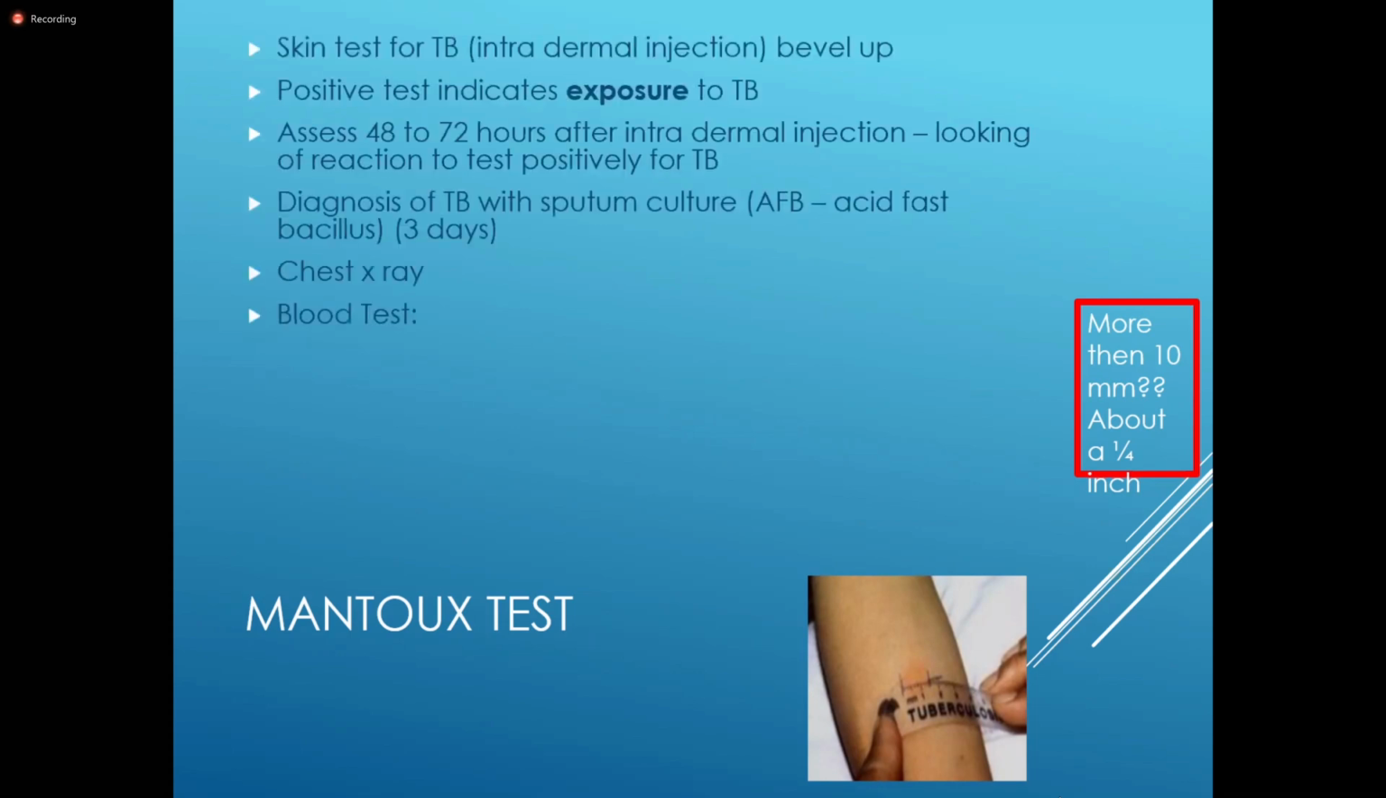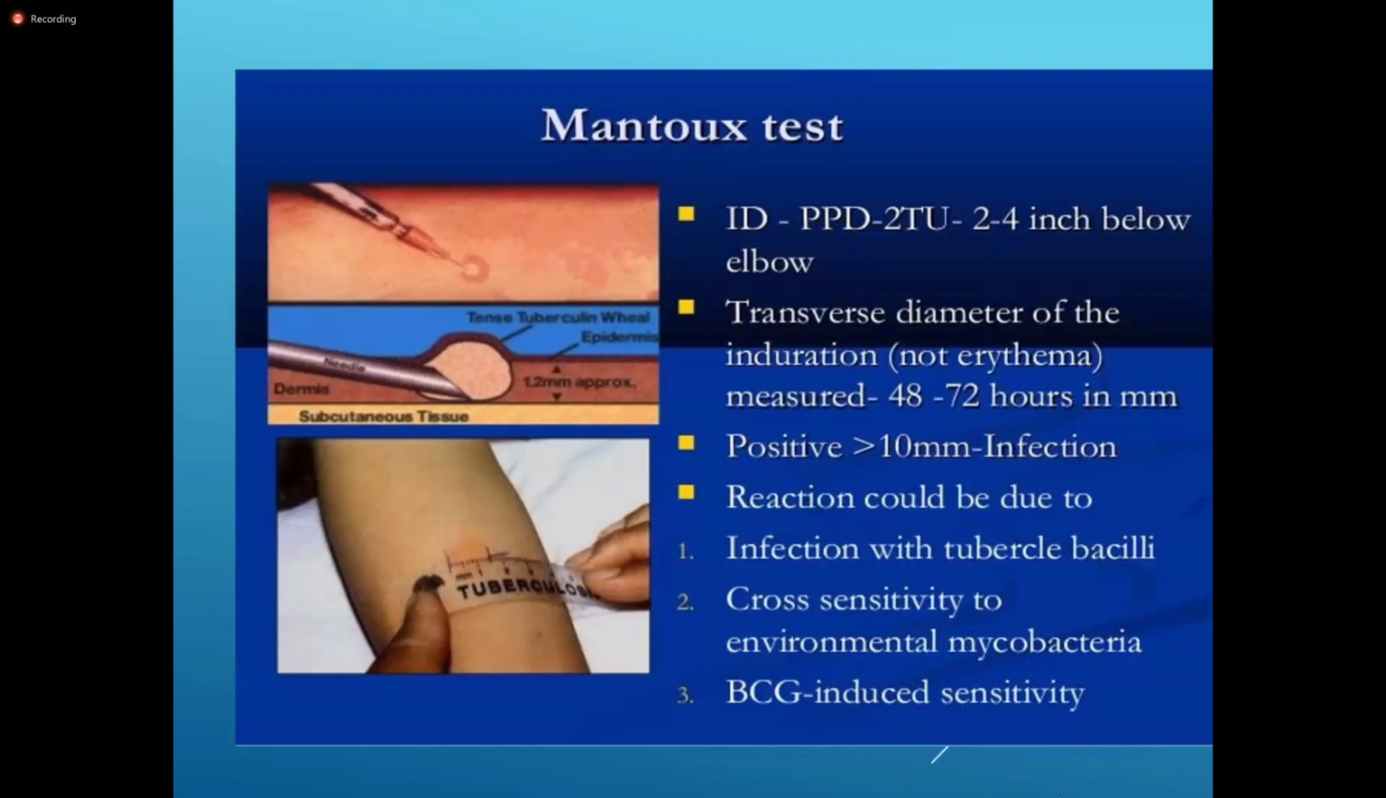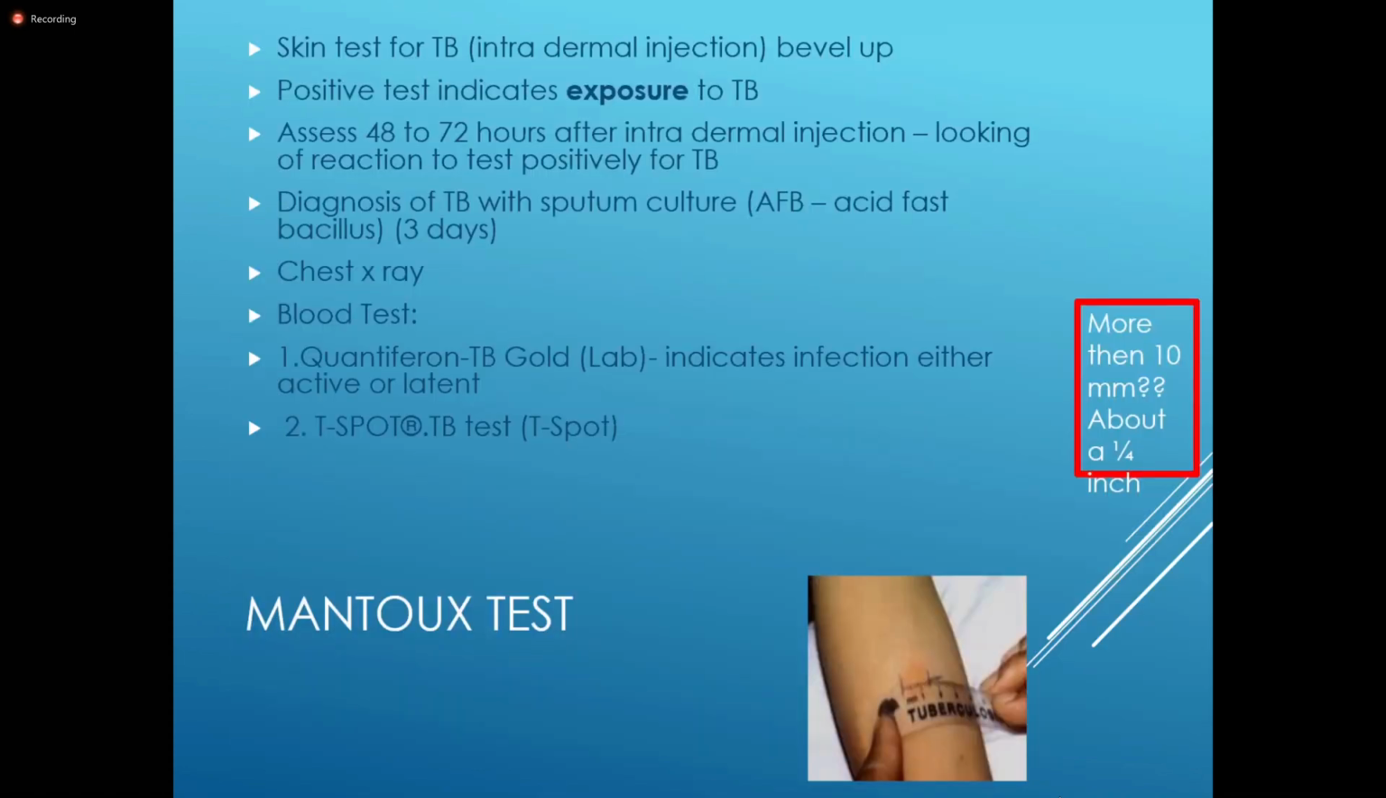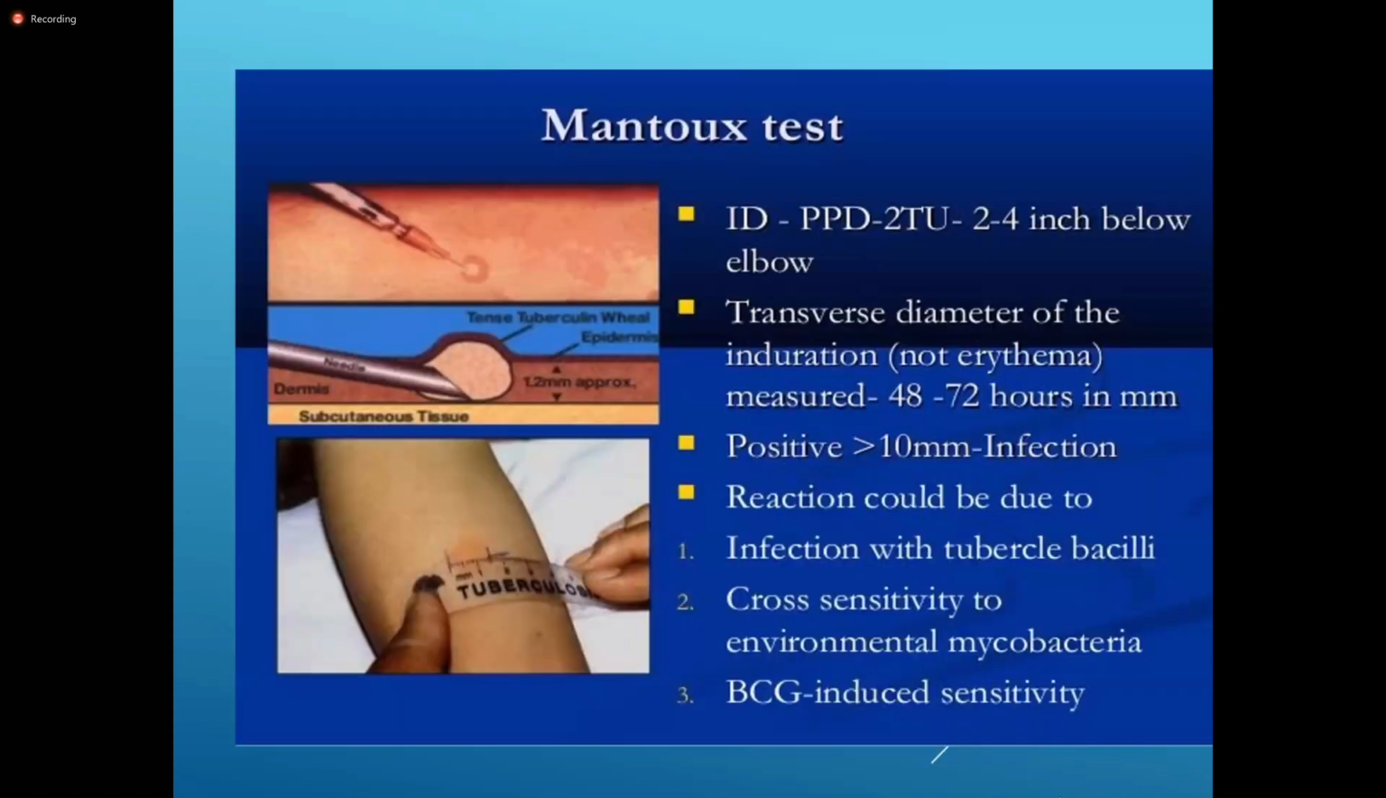How do we know it's positive? Great. If we did a VAN2 test, more than 10 and red. More than what? More than a 10 millimeter increase in size, and we measure it. We measure it. If the patient is immunocompromised, like HIV and chemo, it's 5, right?